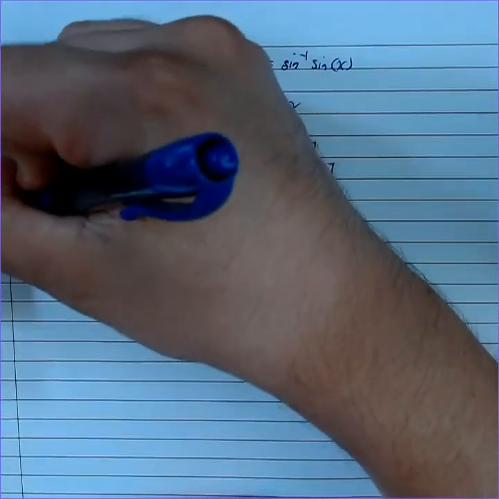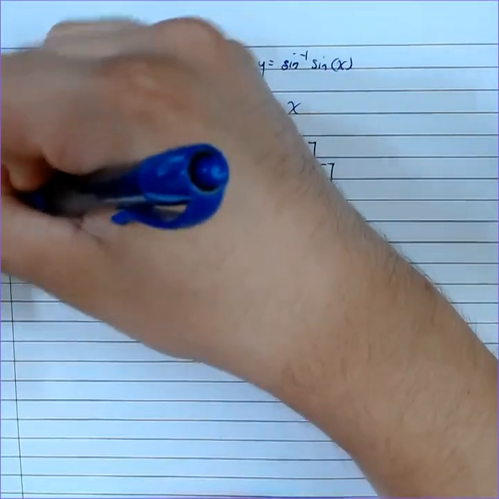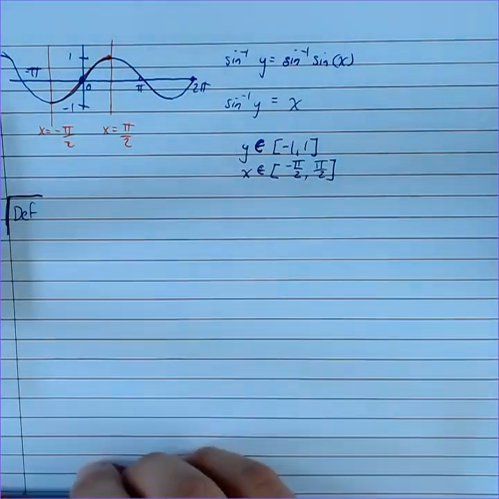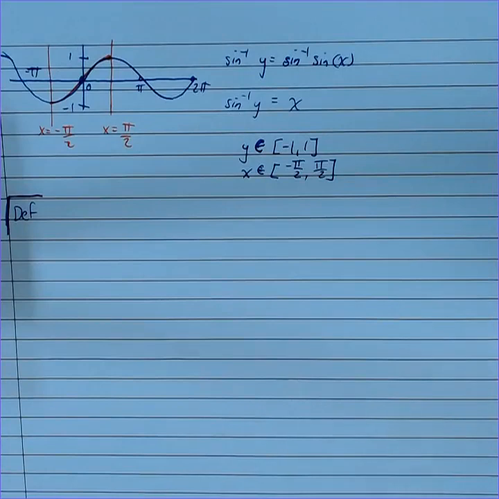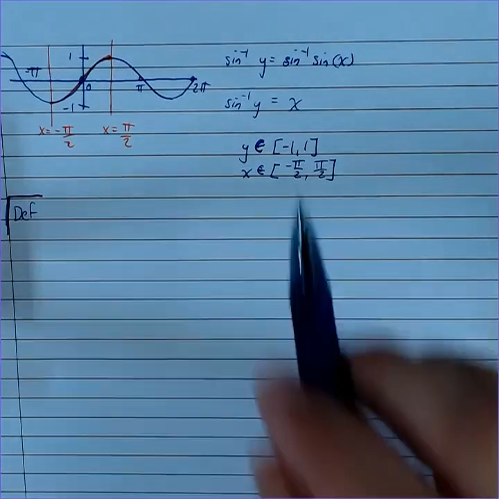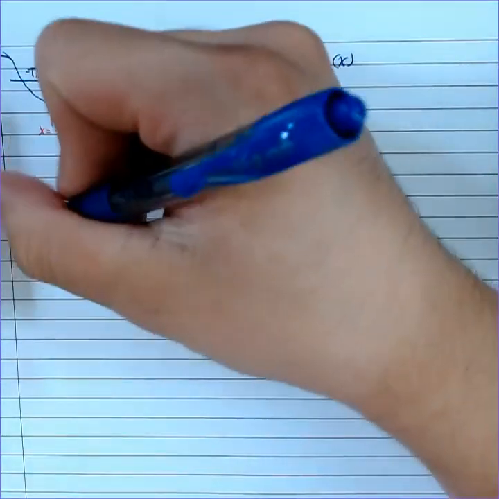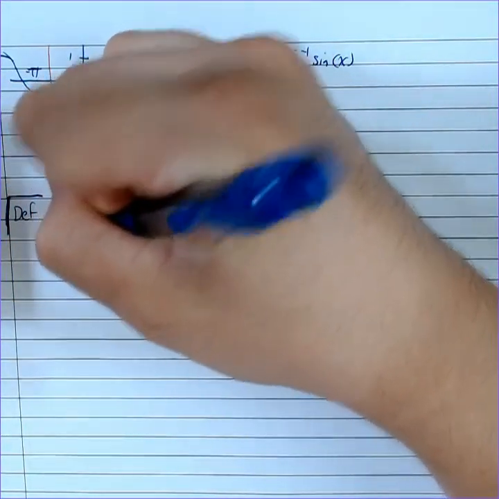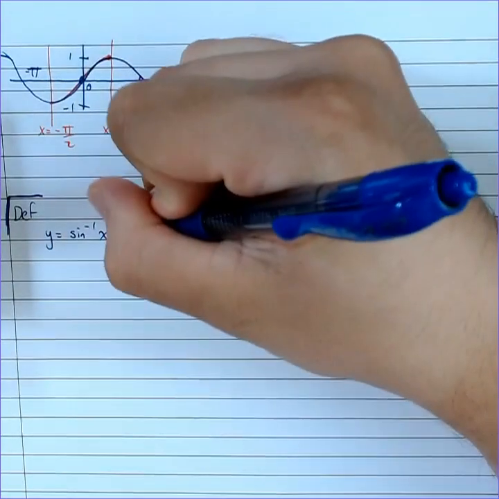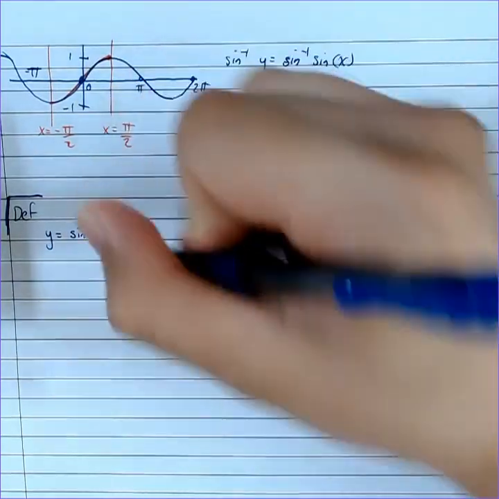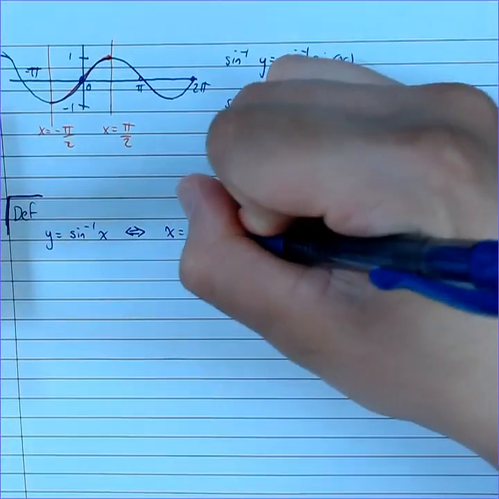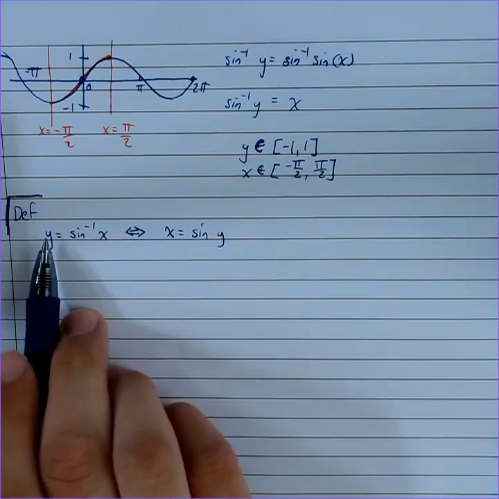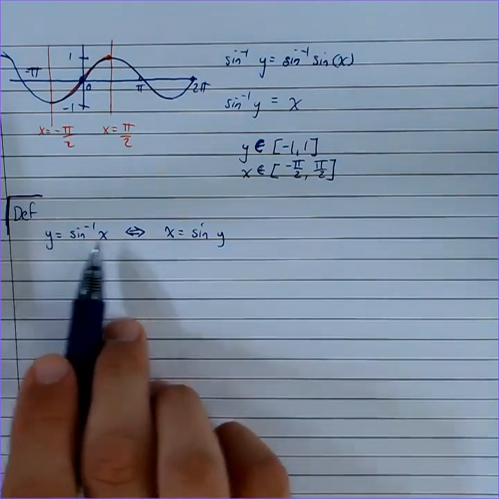Or, to give a more precise definition, rather than say, oh, it's the thing that cancels sine, let's give a more precise definition in terms of the original trig function, in this case the sine. So definition: y is equal to the inverse sine of x. That is equivalent to saying that x is equal to the sine of y. So saying the inverse sine of x is equal to y is the same as saying that the sine of y is equal to x.